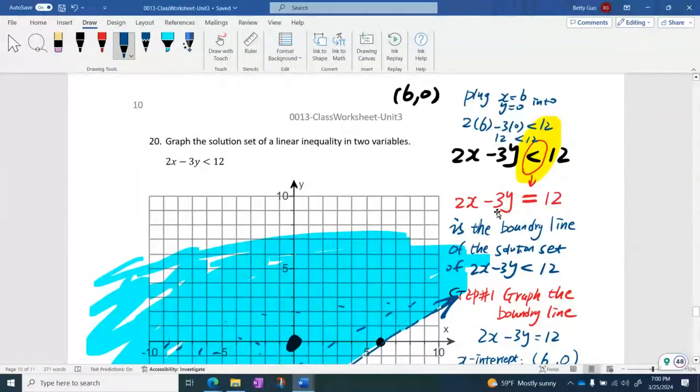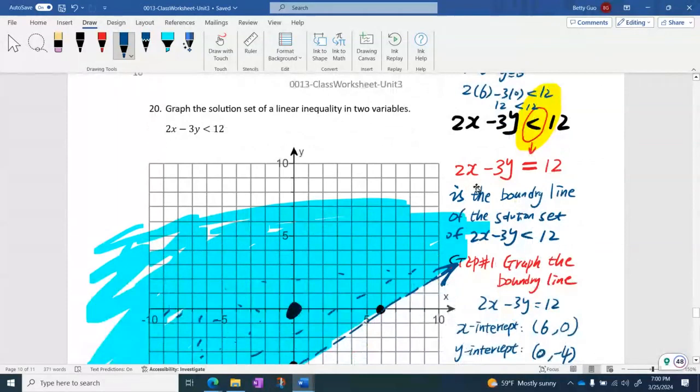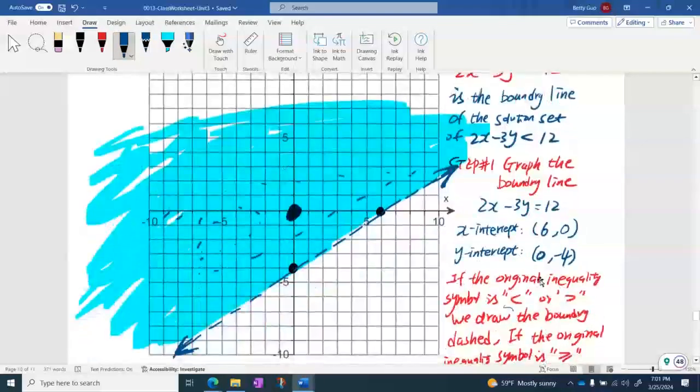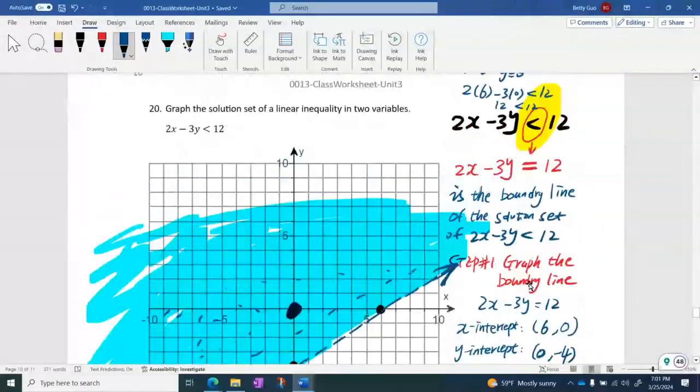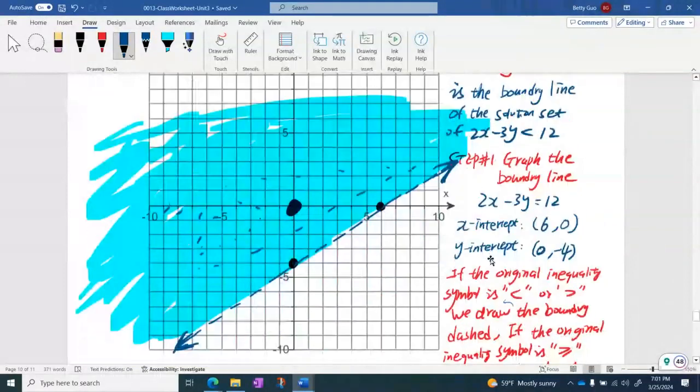And we're going to graph the boundary line. In this case, we use the intercepts. The boundary line could be solid or dashed, depending on the original inequality symbol. If the original inequality symbol is without the equality, you're going to draw the boundary line dashed. If the original inequality symbol includes the equality, like less than or equal to or bigger than or equal to, then you are going to draw the boundary line as a solid straight line. So that's the first part.